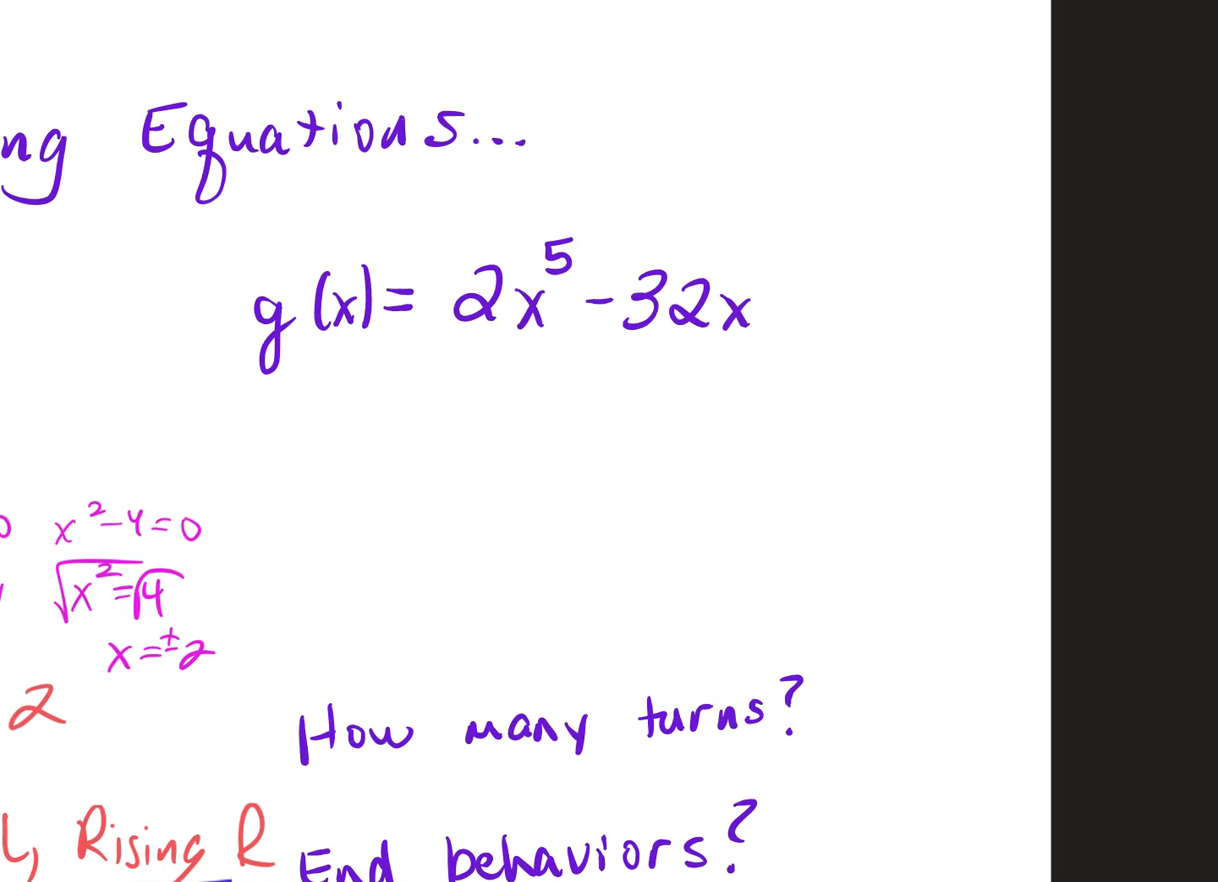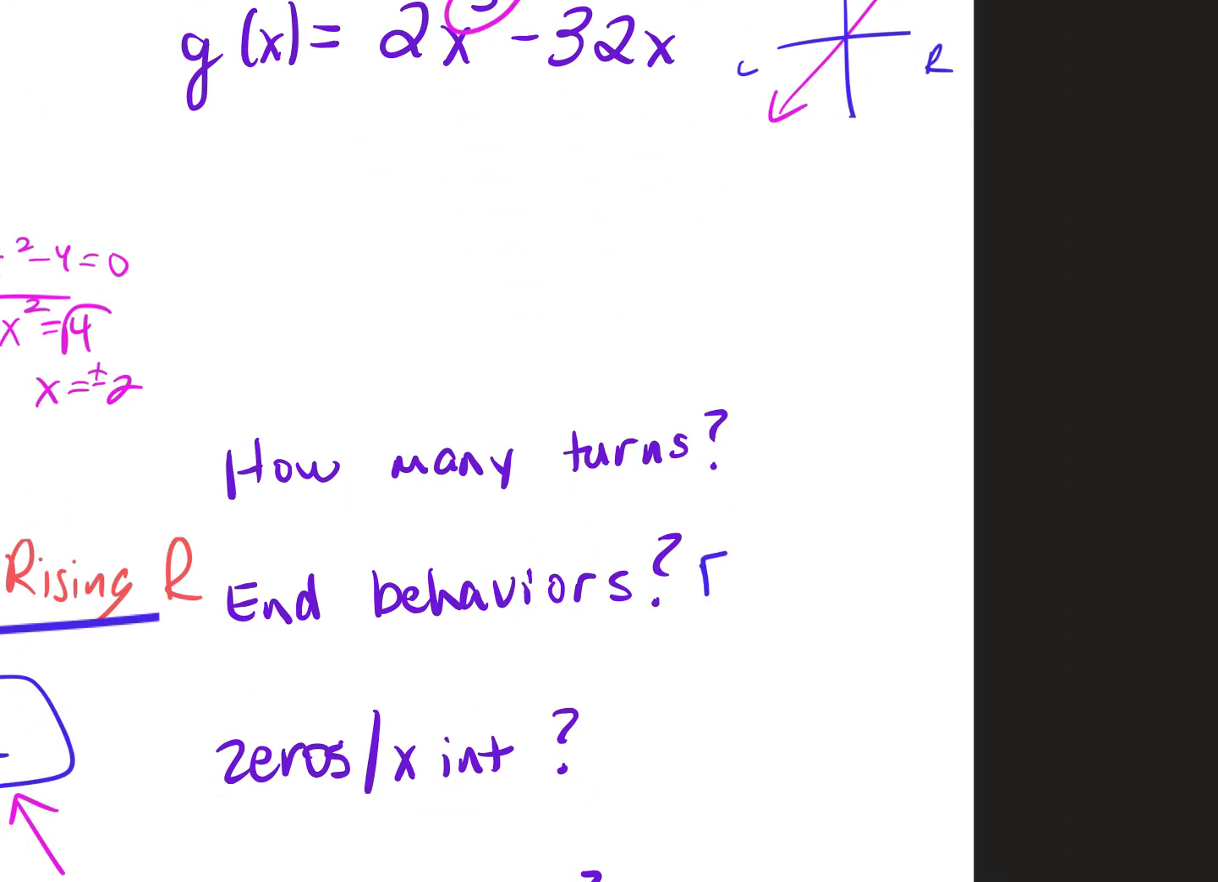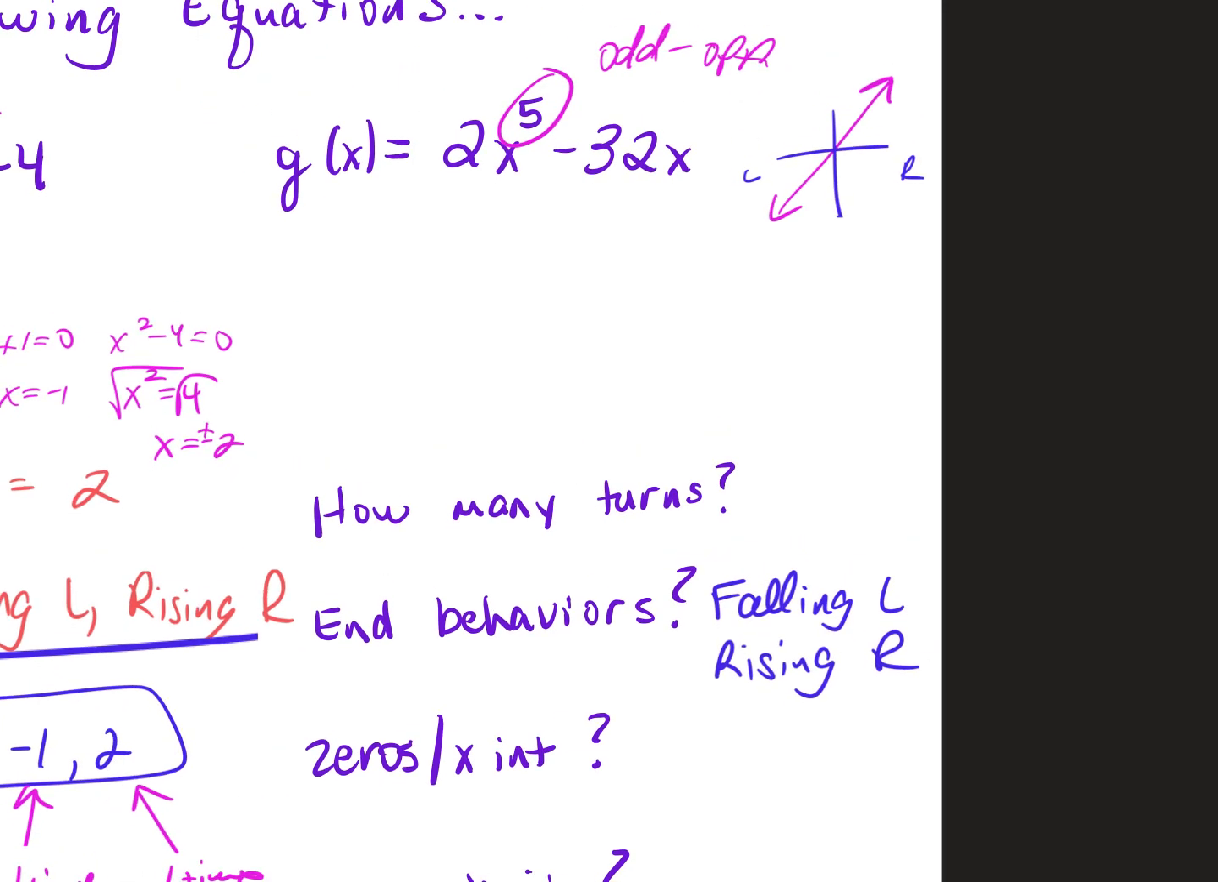What is the highest exponent you see? 5. What kind of a number is 5? It's odd, so we think odd and opposite. Perfect. Is this a positive polynomial or a negative one? Positive, so the ends are going to resemble the ends of a line. Remember, we read left to right, so this is my left and this is my right. Let's talk about our end behaviors. Falling on the left and rising on the right. Perfect. How many turns should this bad boy have? How'd you get that? Perfect. 5 minus 1 is 4, so 4 bumps, 4 turns.